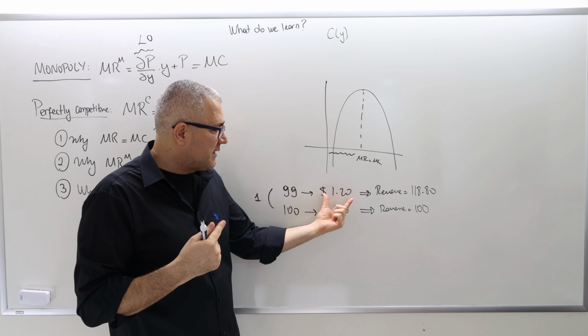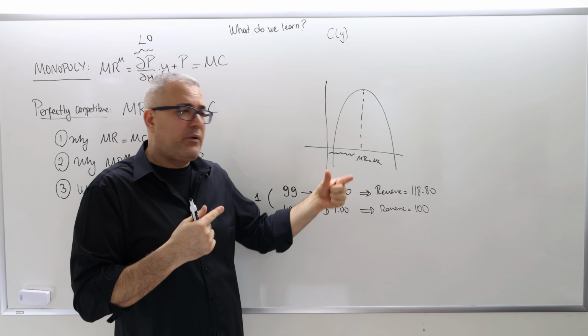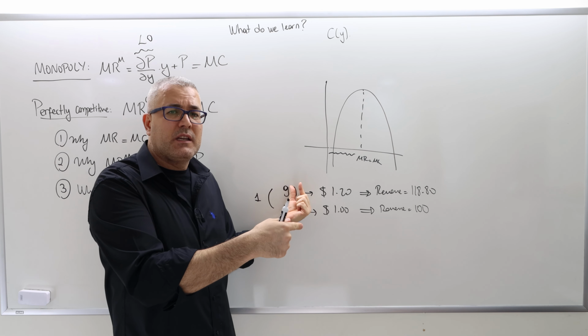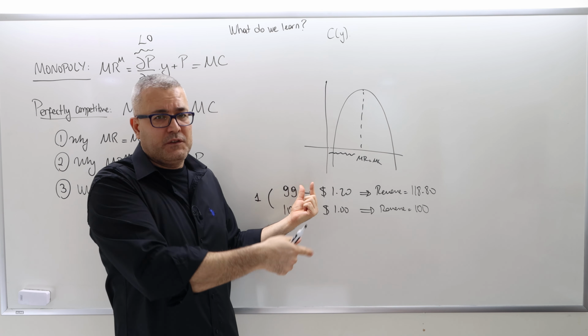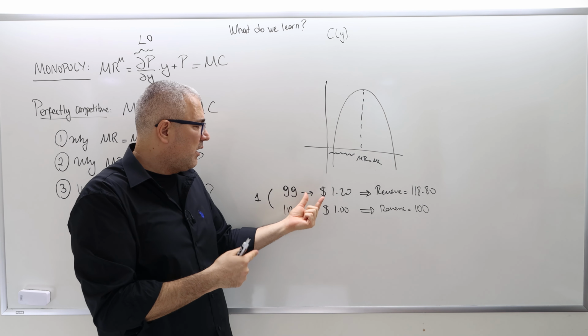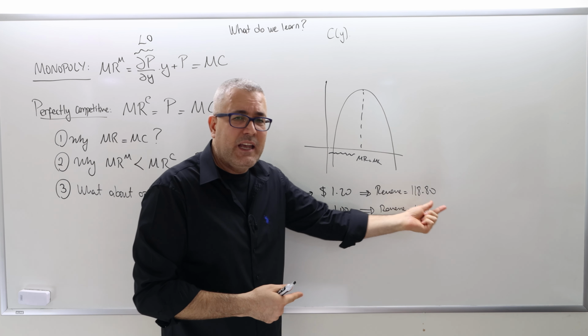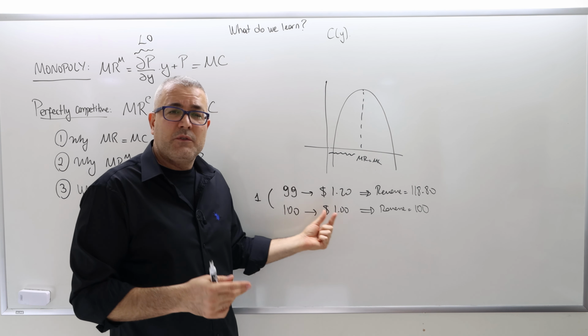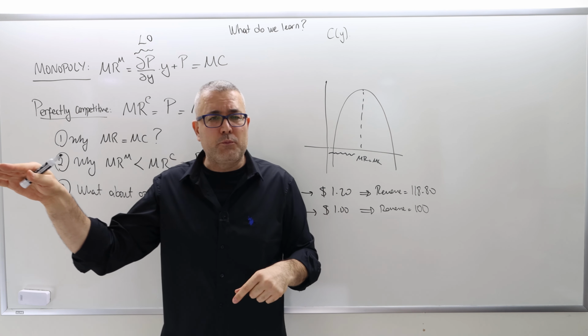However, what happens is that you give up 20 cents for each of the 99 units that you were planning on selling, all right? So this is exactly why this $18.80 gap is occurring. You decline the price. This is, by the way, because of the uniform pricing.